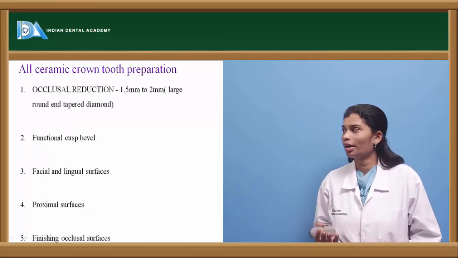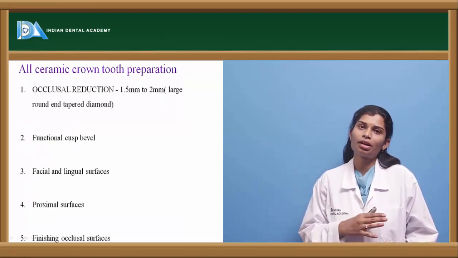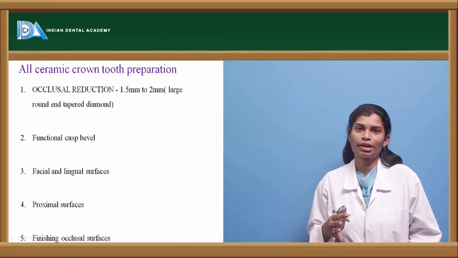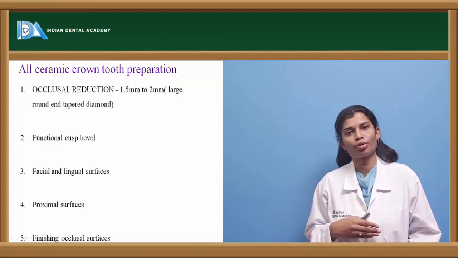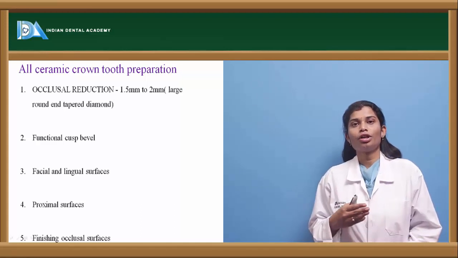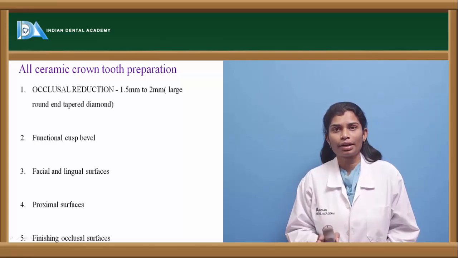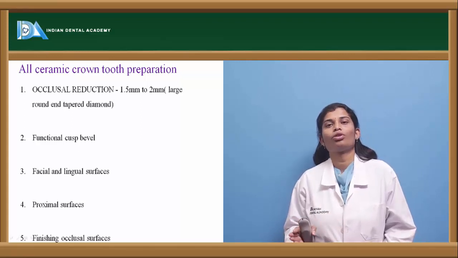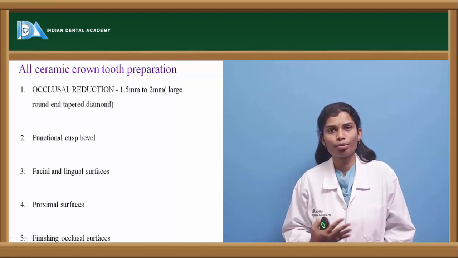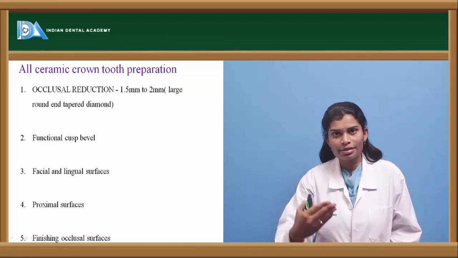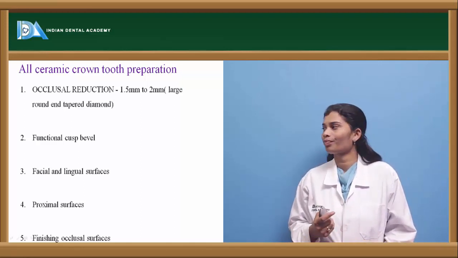So coming to the preparation of all ceramic crown. Here the difference between other crowns and all ceramic crowns in occlusal reduction is the amount of tooth structure. The amount of tooth structure reduction will be 1.5 to 2 mm in these cases. On the functional cusp, it must be at least 2 mm of reduction, and on the non-functional side it is 1.5 mm. This amount of reduction will help you maintain the gradients in the translucency, giving it a more lifelike appearance.